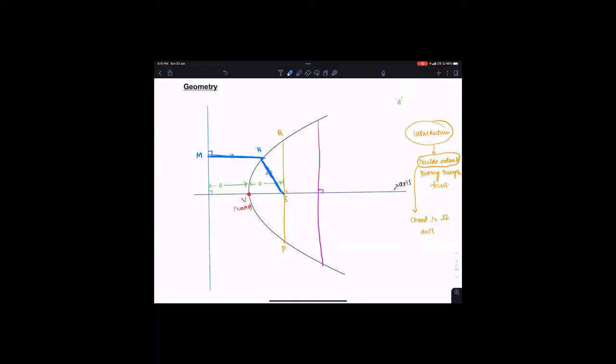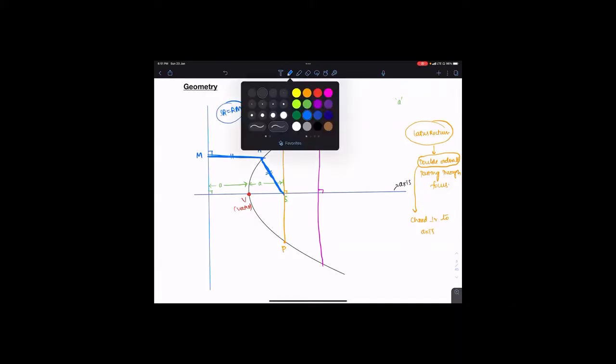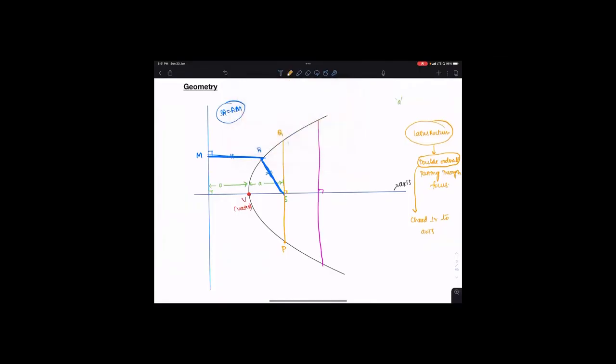SR equals RM. Keep this in mind. Now, what will be QS? Clearly, we can say that QS will be, because Q is a point on the parabola, the distance of Q from the focus is the same as the distance of Q from the directrix. So how far is Q from the directrix?